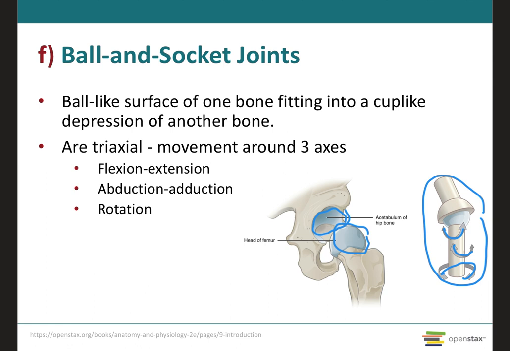At the shoulder joint, the head of the humerus is the one that will fit into the glenoid cavity of the scapula. And at the hip joint, as we can see over here, the head of the femur will fit into the acetabulum of the coxal bone.